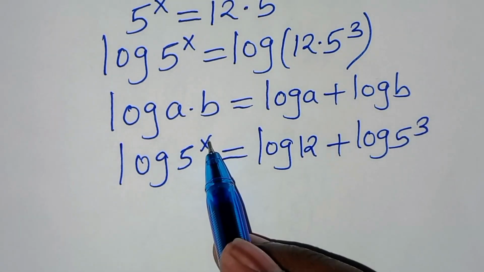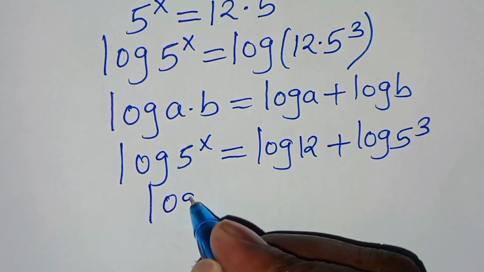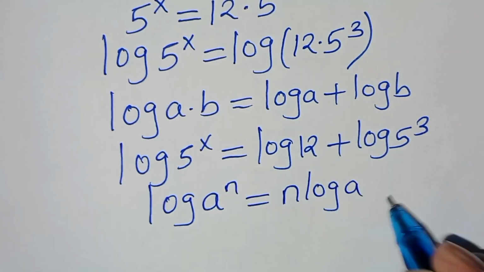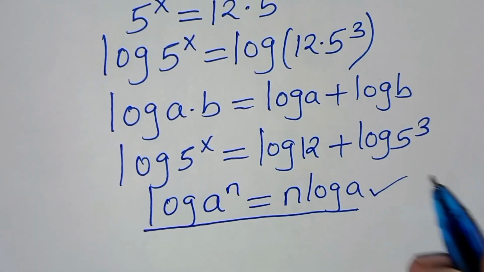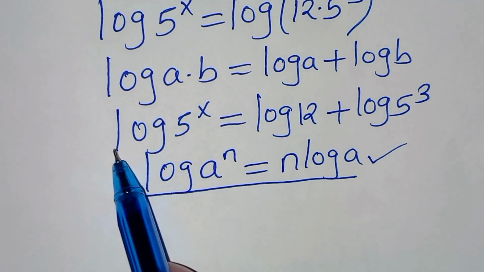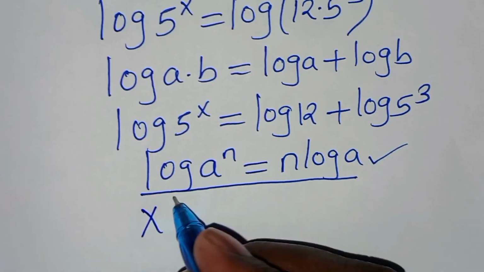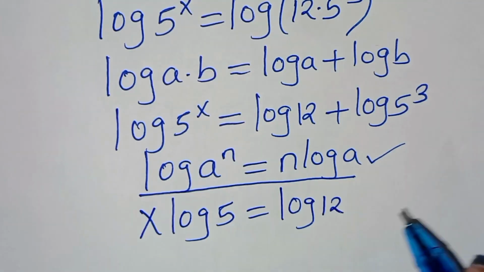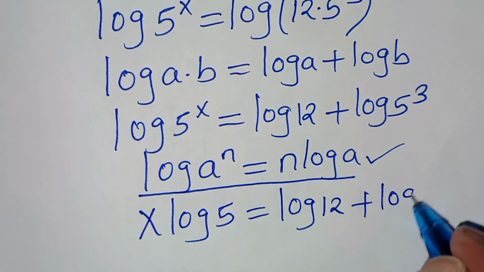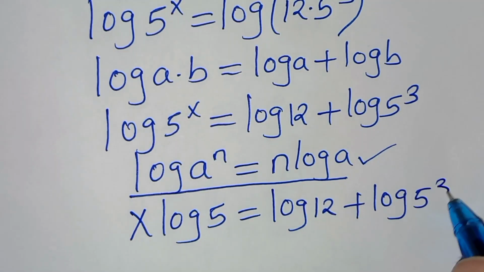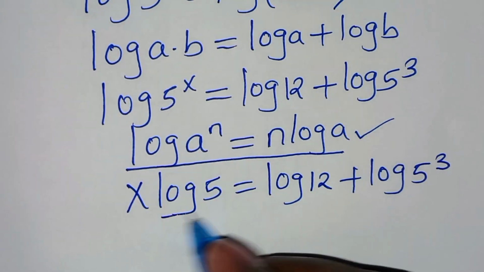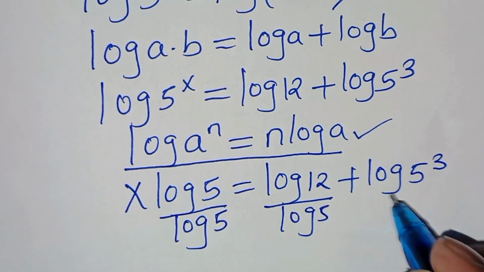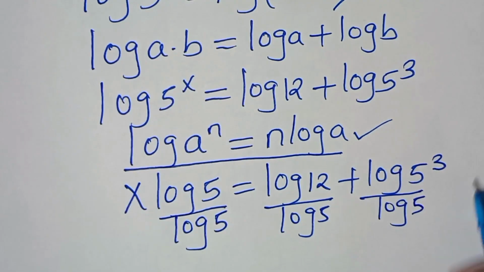So log 5 to power x, this is in the form of log a to power n, which we can express as n log a. So applying this power rule property of logarithm, then we transform log 5 to power x as x log 5. This is equal to log 12 plus log 5 to power 3. So let's divide both sides by log 5. By log 5 here, and also here by log 5.